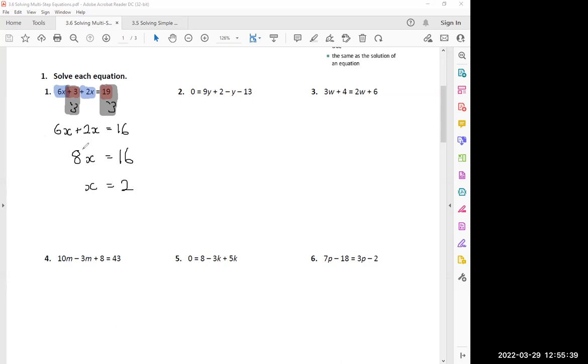So there's no guesswork. I'm going to check, everyone. This is where we wanted to get. If x is a 2, what's 6 times 2? 12. Plus 3 plus what's 2 times 2? 4. Does that equal a 19? Yes. So I got it right.